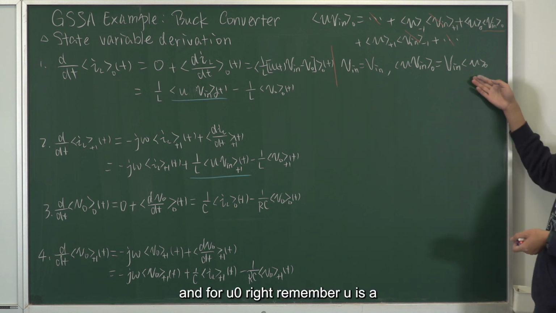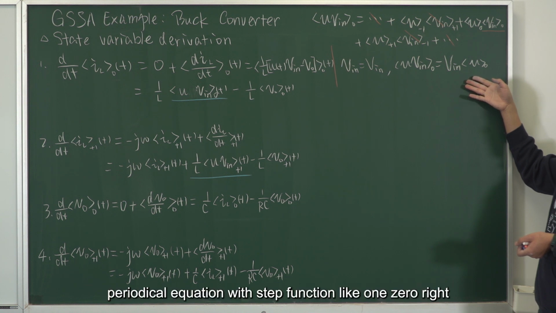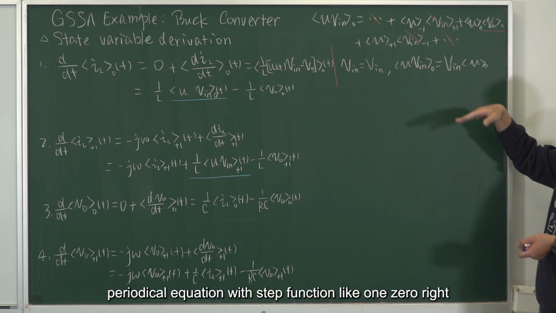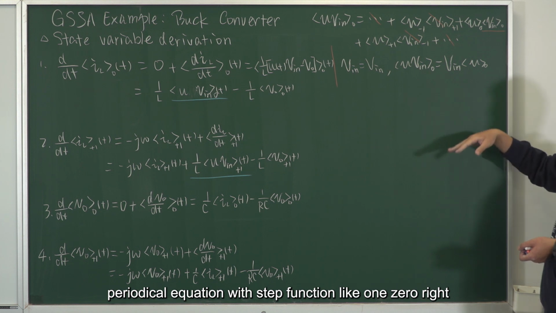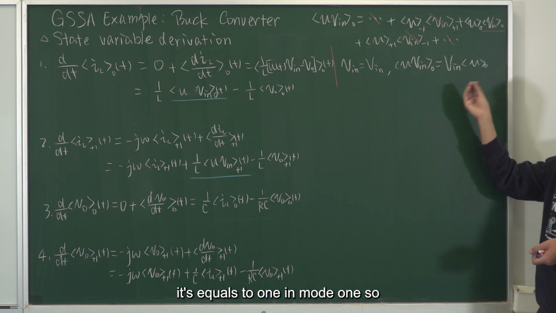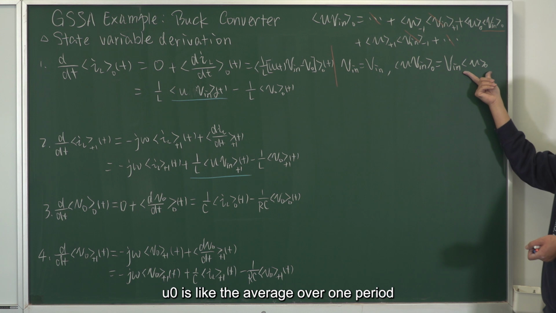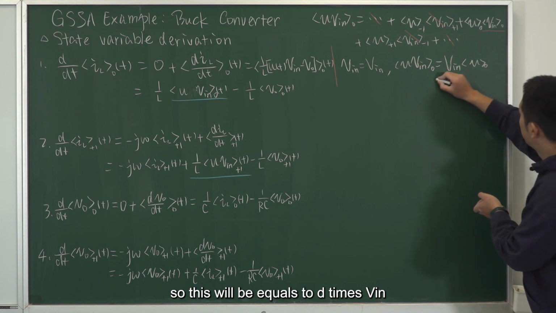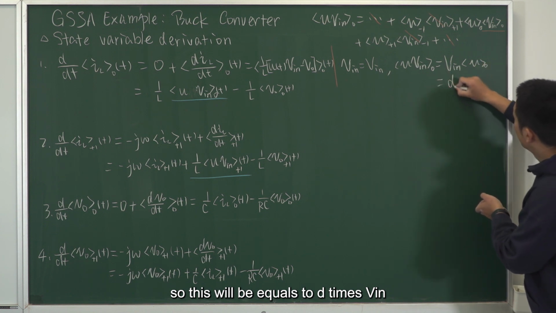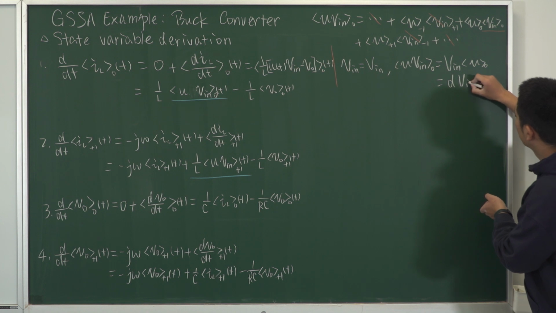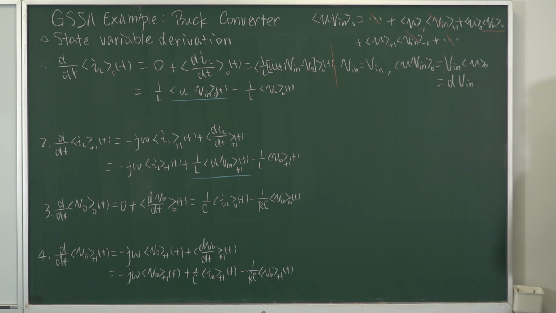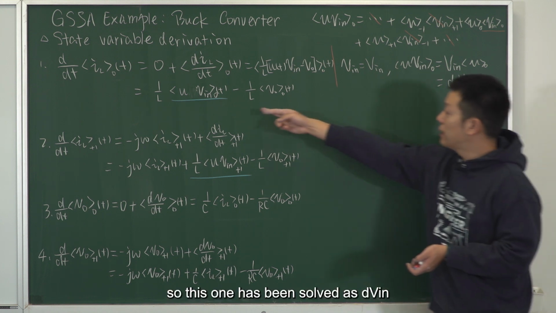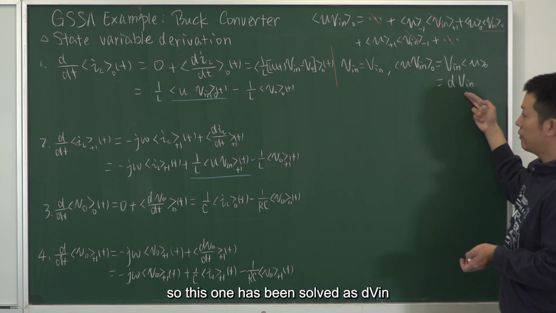And for U0, remember, U is a periodical function with step function like 1, 0, right? It equals to 1 in mode 1. So U0 is like the average over one switching period. So this will be equal to D, right? Times V in. So this one has been solved as D V in.